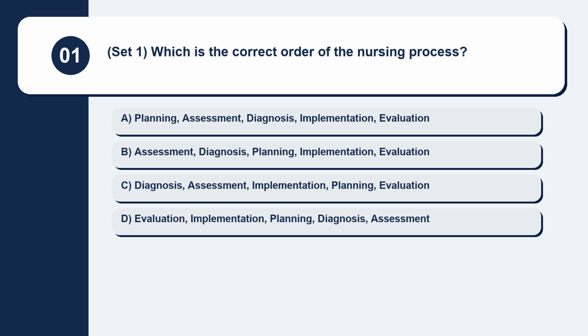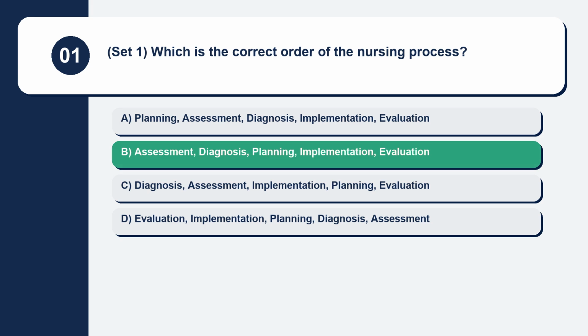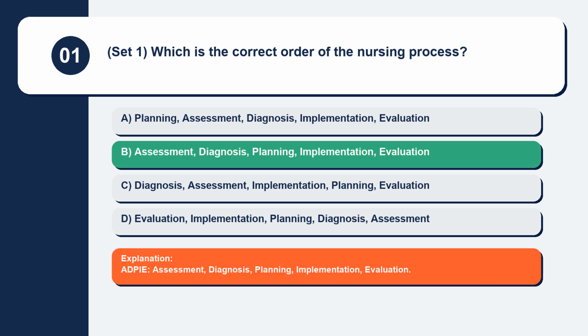Question 1. Set 1. Which is the correct order of the nursing process? Planning, assessment, diagnosis, implementation, evaluation. Assessment, diagnosis, planning, implementation, evaluation. Diagnosis, assessment, implementation, planning, evaluation. Evaluation, implementation, planning, diagnosis, assessment. ADPIE: assessment, diagnosis, planning, implementation, evaluation.